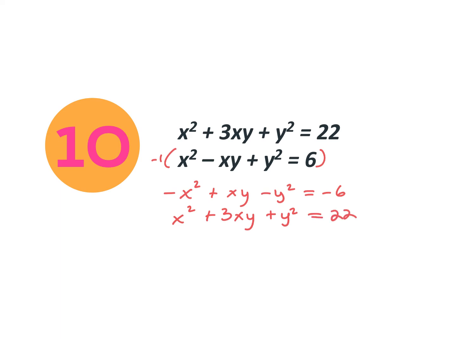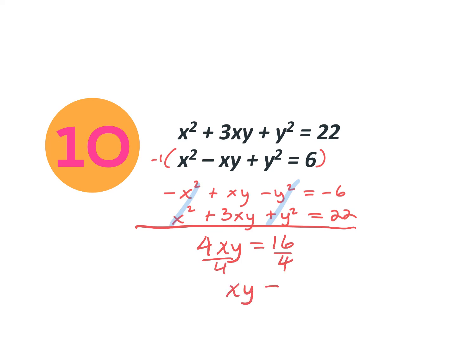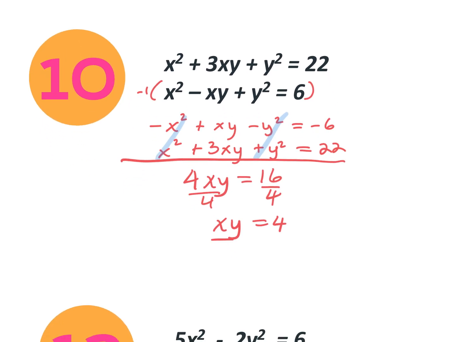Notice both the x squareds and the y squareds cancel. And then I'm left with 4xy equals 16. Divide by 4, and x times y equals 4. I'm going to solve this for y by dividing by x, and I get y equals 4 over x. I'm now going to do substitution, and I'm going to plug this in for y into the first equation.